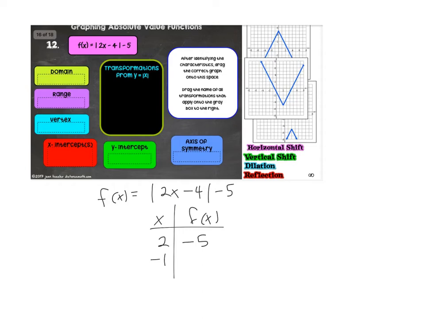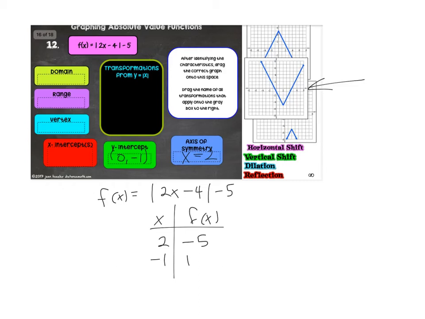2 times -1 is -2. Minus 4 is -6. The absolute value of -6 is positive 6. 6 take away 5 is 1. -5, 1. Yep, so it is this one right here. So the axis of symmetry is x equals 2. The y-intercept is going to be 0, -1.